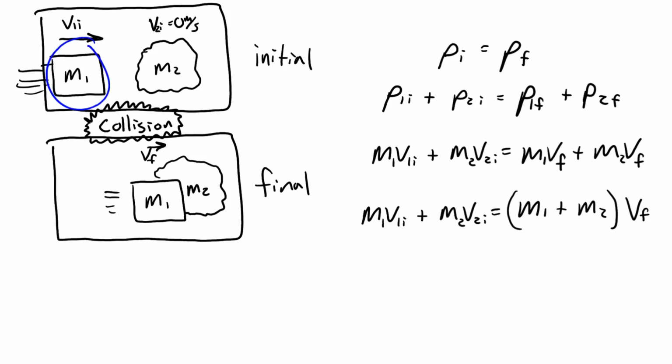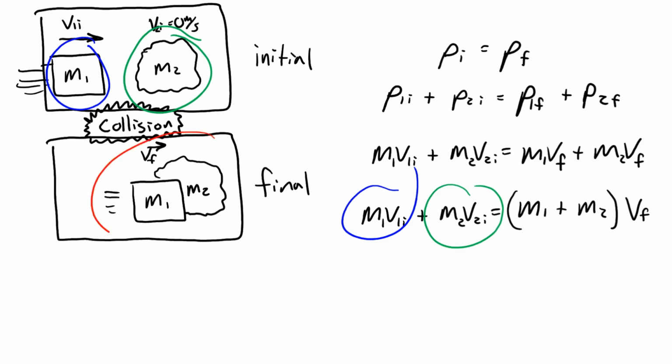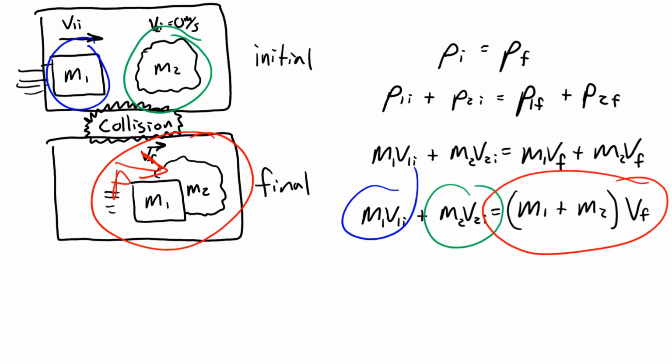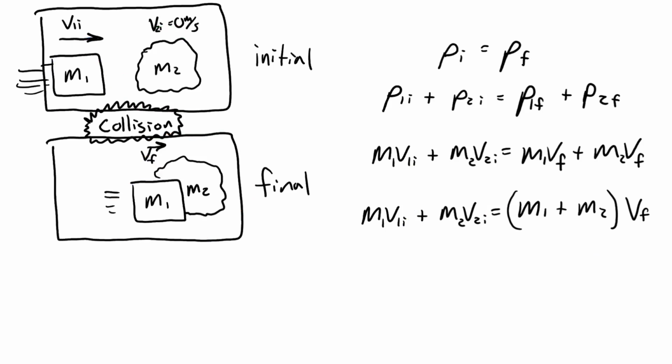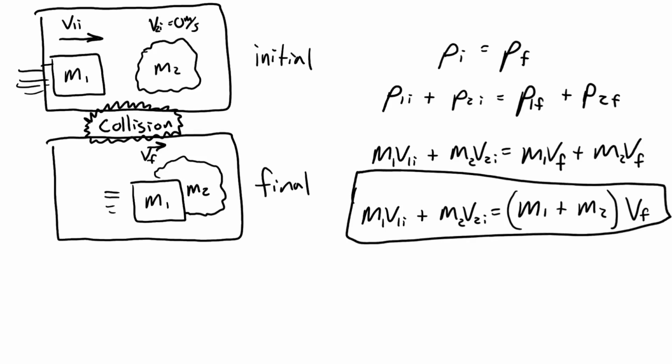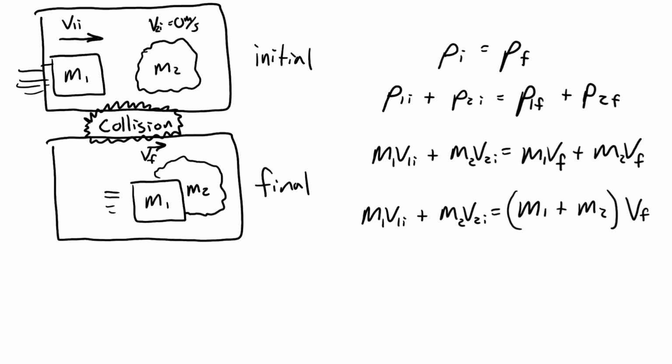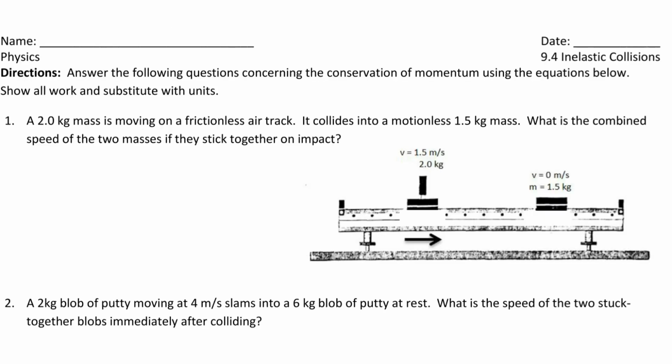You have two separate objects coming in initially, and then they combine together for one term. It's the momentum of them together. All right, so that's the idea there. Now we can use this equation. I'm just going to rewrite this one all the time for the problems on the sheet. Okay, so number 1 says a 2 kilogram mass is moving on a frictionless air track. So we'll call that M1.